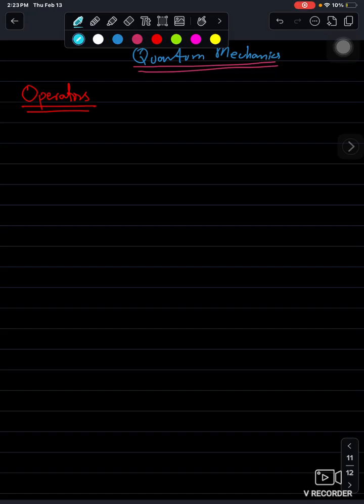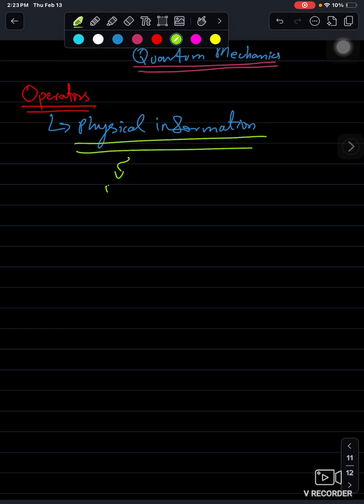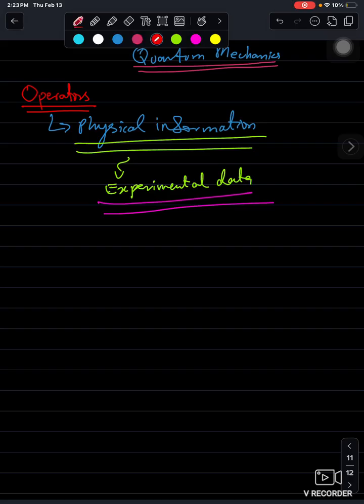Now the main purpose of operators is to get physical information. By physical information we mean experimental data. Experimental data we can get by observations, because in quantum mechanics, observation is measurement.